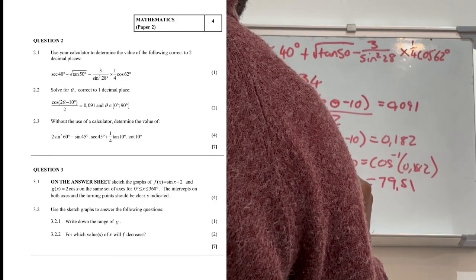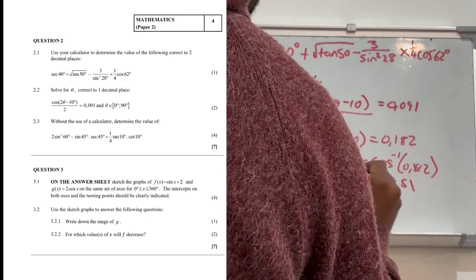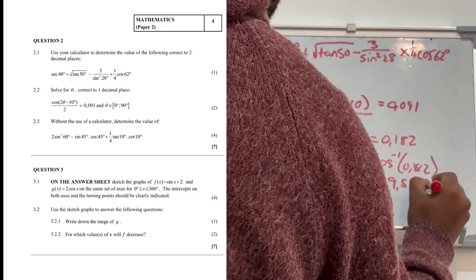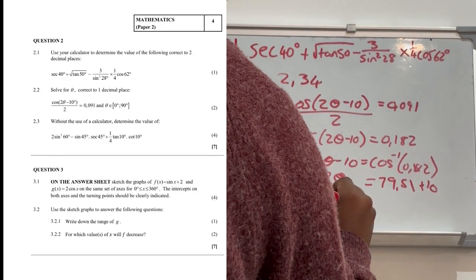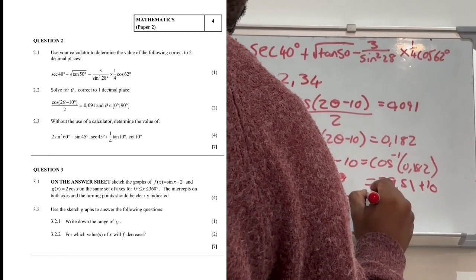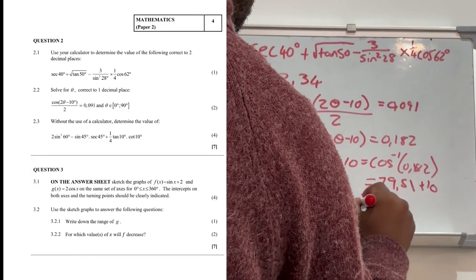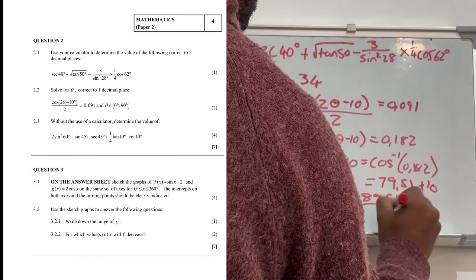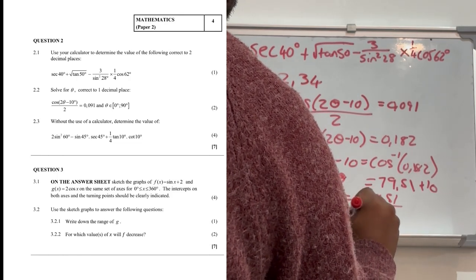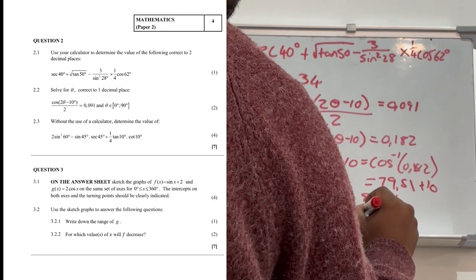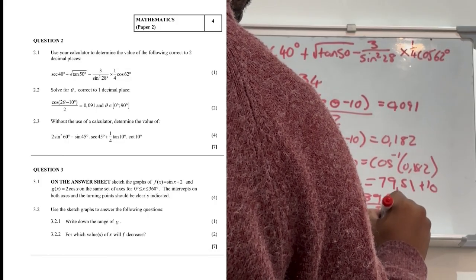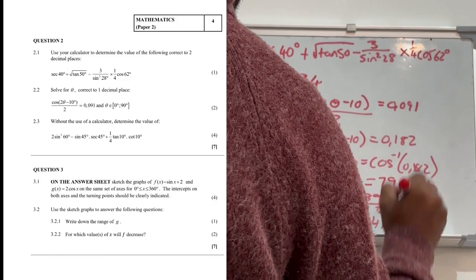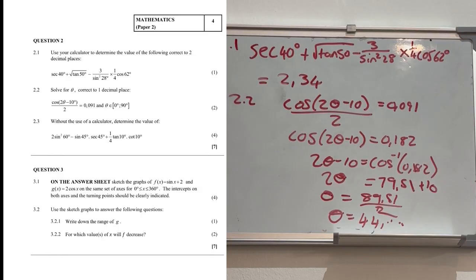So we get 79,51. So then we're going to take the 10 over, plus 10. So then 2 theta is going to be 89,51. And then theta is just going to be that divided by 2, which is basically 44, something. Okay? You can place it in the calculator. Thank you.